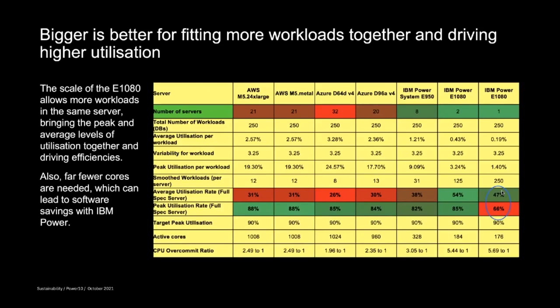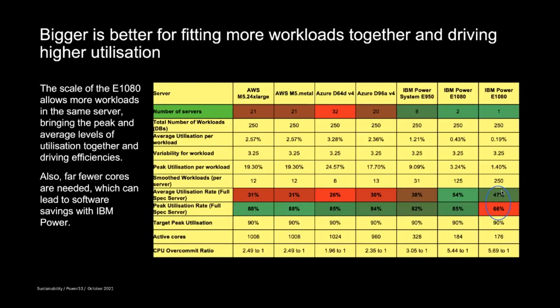So this is what actually happens when I take some of the biggest E1080s, the newest E1080 systems, and put them alongside and run 250 different workloads through these different systems through a total cost of ownership model that I've been using for many years. And what you've got in the bars in the middle here, the reds and greens, are different levels of utilization.